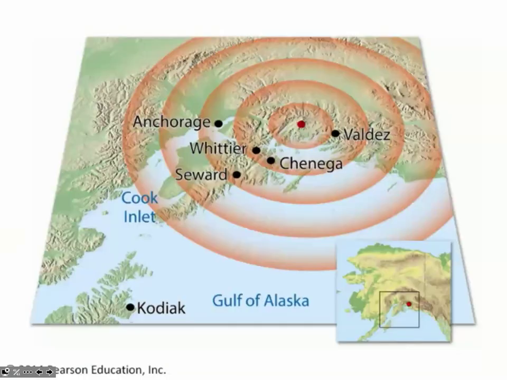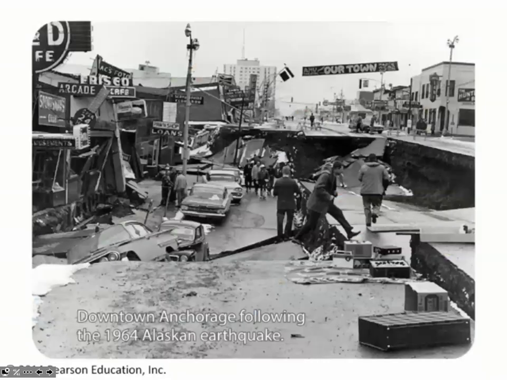Let's begin our discussion back in 1964 when there was a really big earthquake up in Alaska. This earthquake caused a lot of damage in many different places around the state. Here is some of the damage in downtown Anchorage. Look at the big difference in elevation between where the street was and where it ended up.